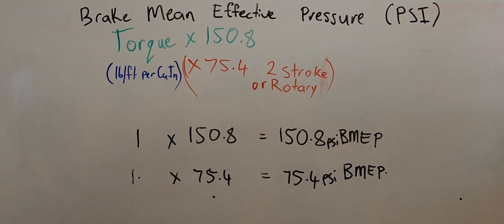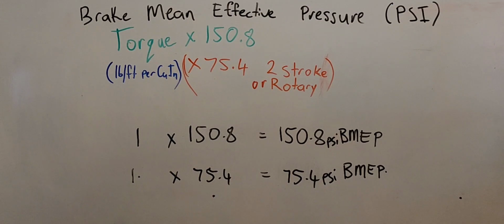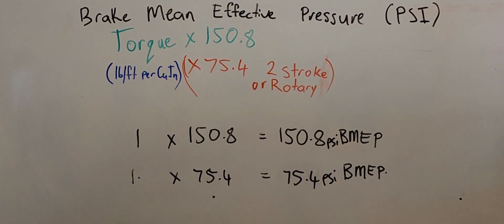two derivatives of each. Now, as you can clearly see, the 2-stroke or the rotary, if the brake mean effective pressure was to be at 150.8, the same as the 4-stroke, it would have an output of 2 foot-pounds per cubic inch, which would be quite remarkable. However, as we've demonstrated before, the 2-stroke and the rotary does not develop its horsepower from a high brake mean effective pressure. It develops it by simply sheer throughput of air and fuel.